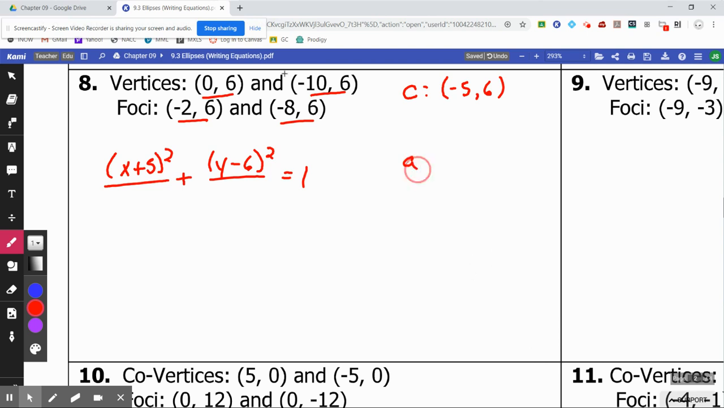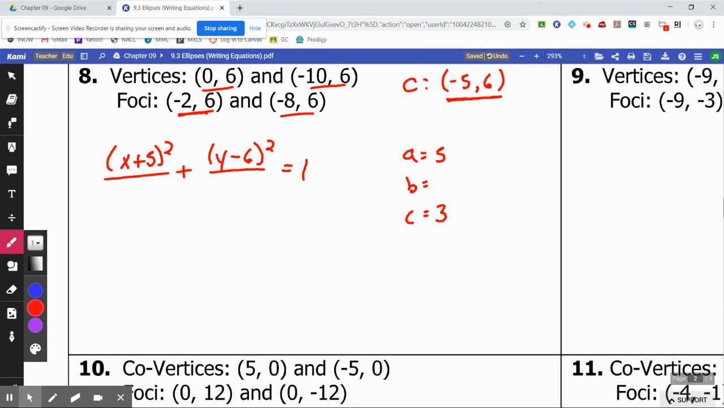The a value here is the distance from your center to your vertex. From (-5, 6) to (0, 6), that's a distance of 5. My b value is the distance to the co-vertices, which I don't have. However, I do have the c value. The c value is the distance from your center to your foci, which is in this case a 3. Okay, so therefore I have the formula to find my b value, which I am going to need. I'm going to have to do a squared minus b squared is equal to c squared.